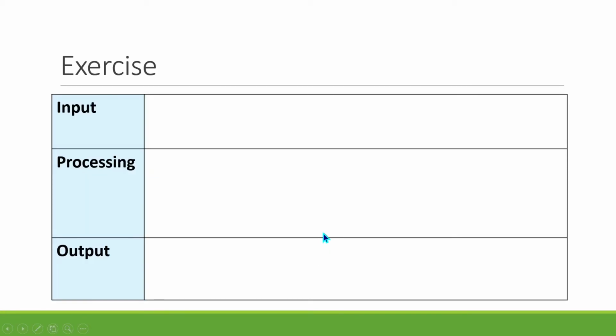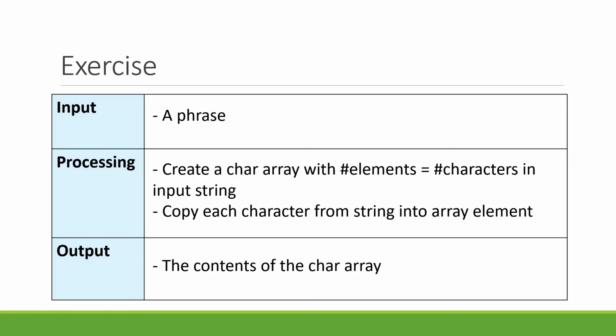Okay, so hopefully you had a chance to give that a try. So our IPO chart. So the output for this program, we're just going to output the contents of the char array so we can see that it worked. The input is just a simple phrase from the user, which means we'll have to use the next line method to get that. And then the processing, we want to create a char array that has the same number of elements as the number of characters in the input string. That's where we're going to use our length method. And then we're going to copy each character from the string into an array element. So this obviously is going to be the part that uses a loop.